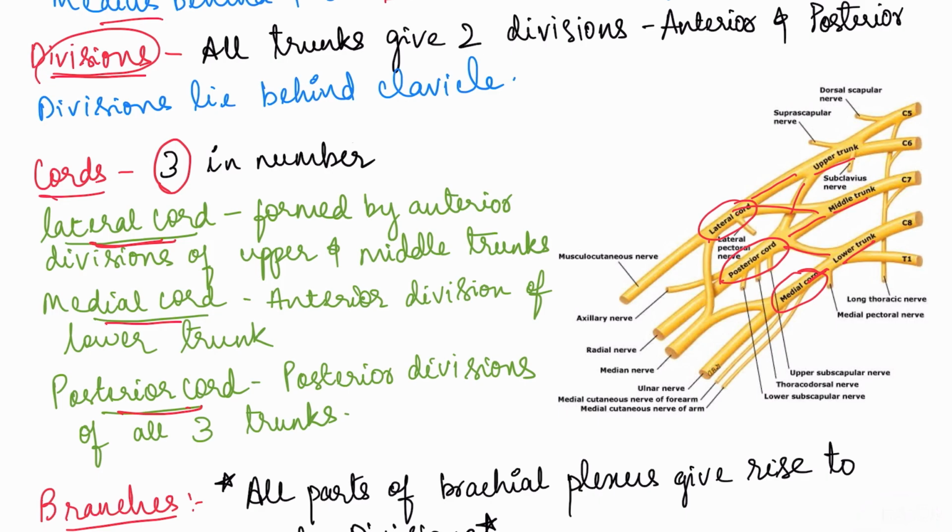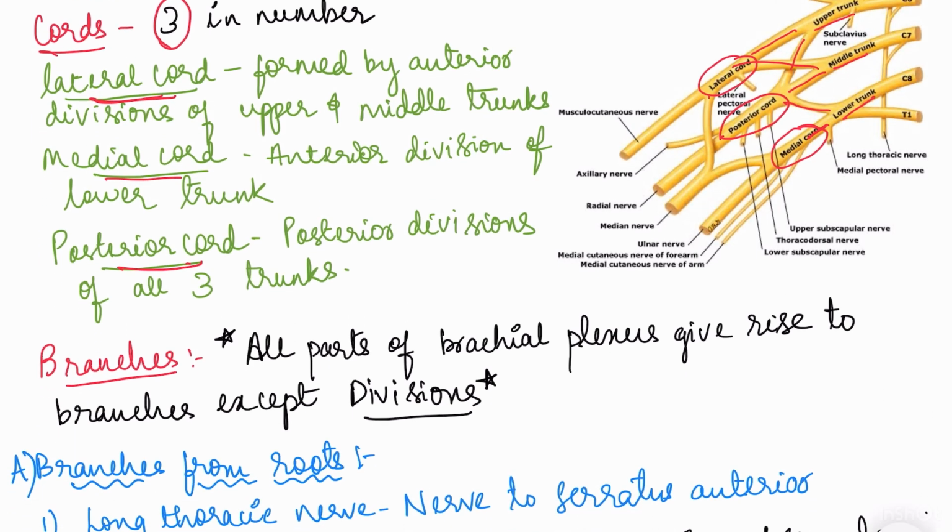Then coming to the branches of brachial plexus, an important point to note is that all the parts of brachial plexus, that is roots, trunks, cords, all of them give rise to branches except the divisions. It is an important question. That is, all parts of brachial plexus give rise to branches except the divisions. So here we have the divisions and we see there are no branches for the divisions.